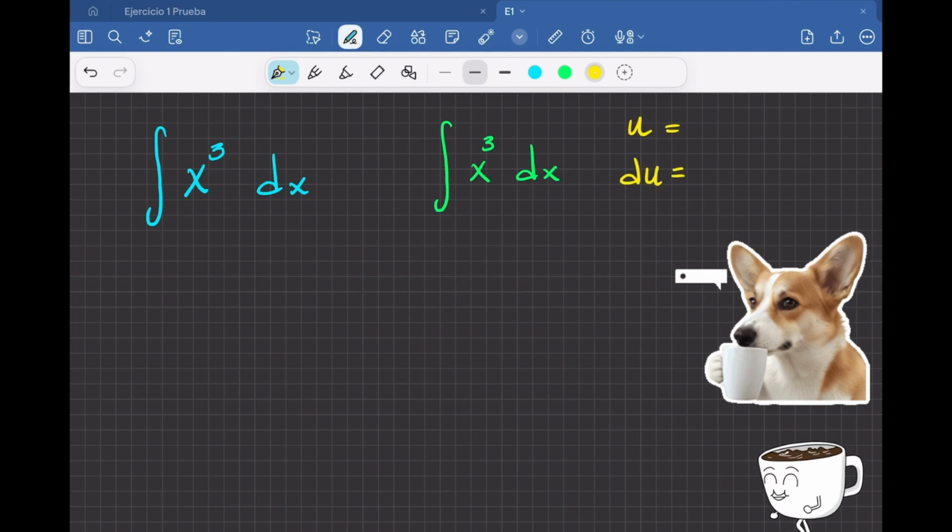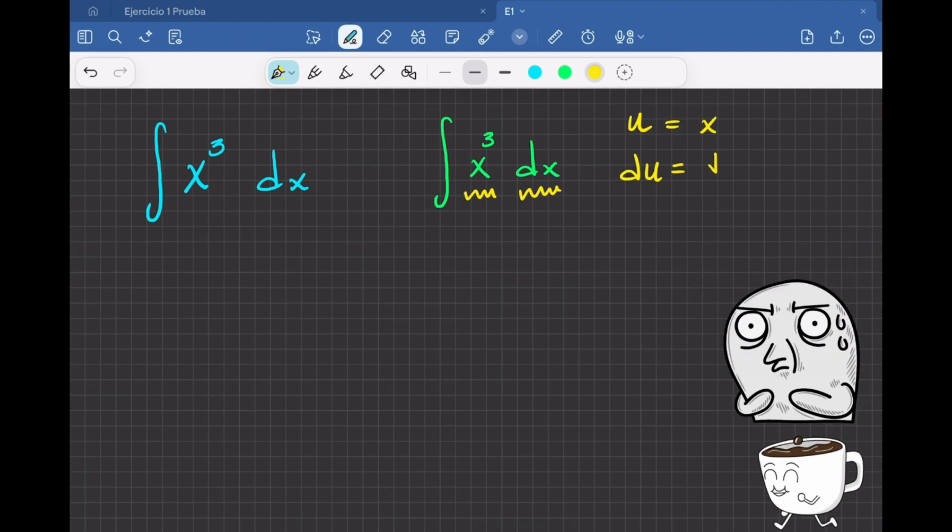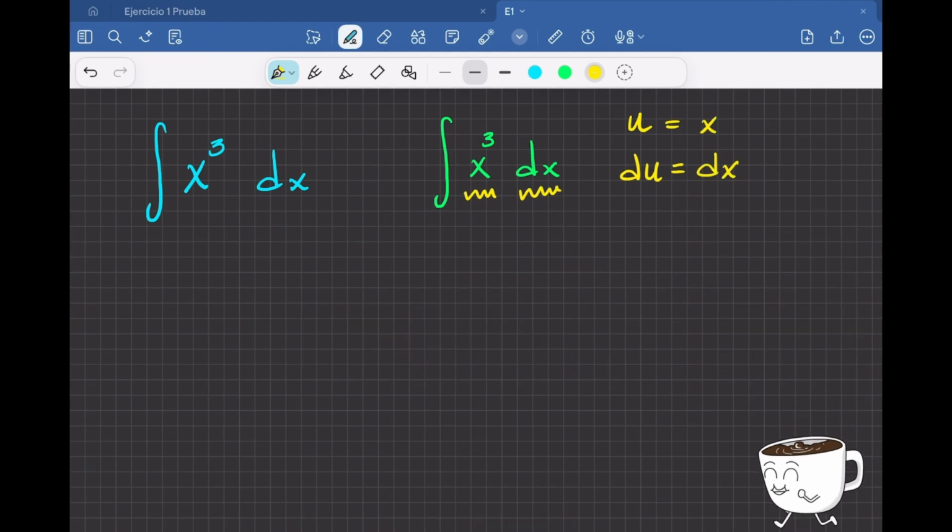We see, for example, that we count with a u and a du. We need to count on them. We see in this exercise that our u is going to be the x to the cube part, and our du, let's see if it matches that. It is dx. Nothing more perfect.